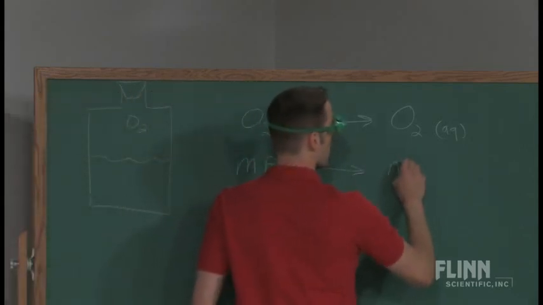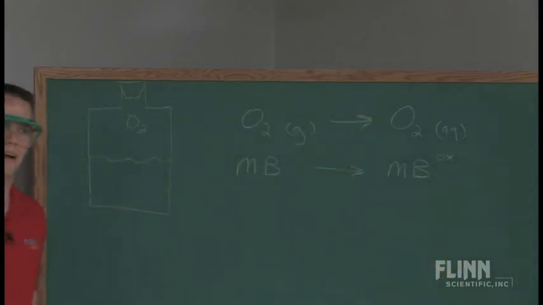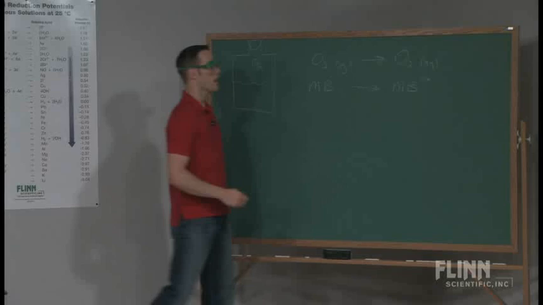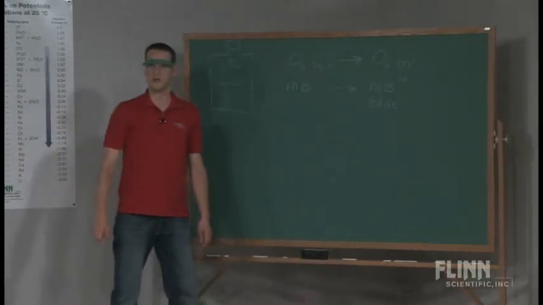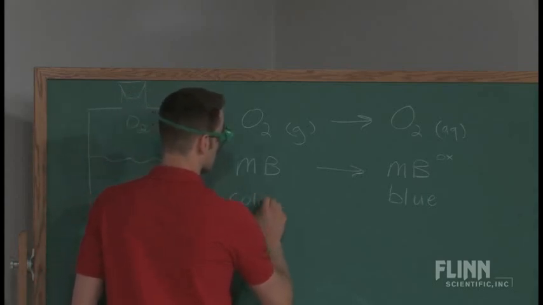There's a colorless and a blue form. And I'm just going to say, to keep it simple right now, that it goes from methylene blue to the oxidized form of methylene blue. The oxidized form of methylene blue is blue. When it's not oxidized, it's colorless.